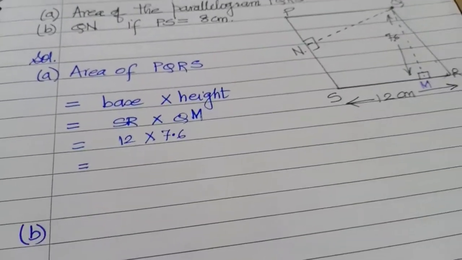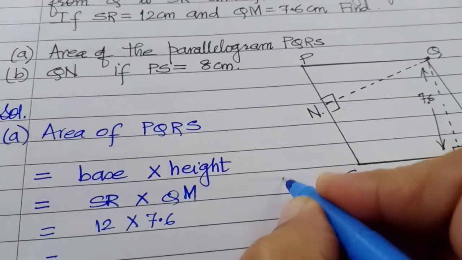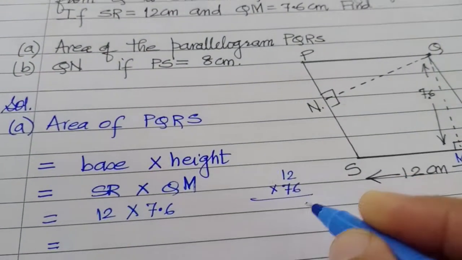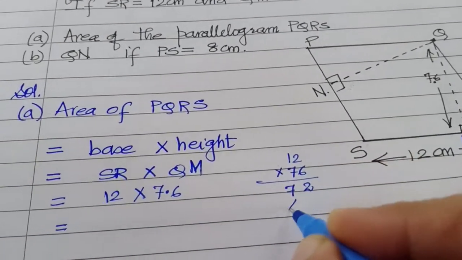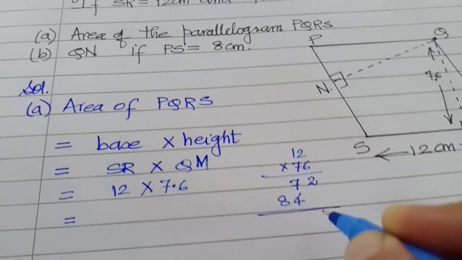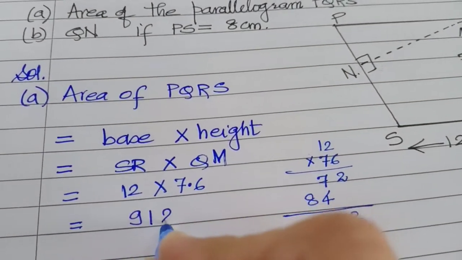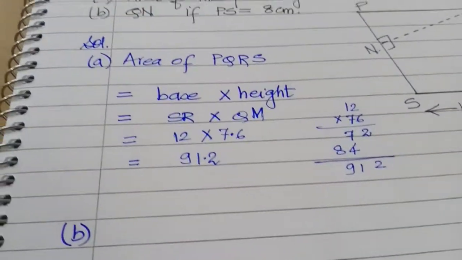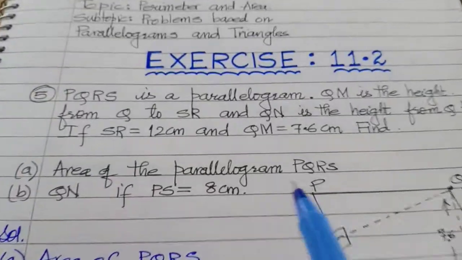We have to multiply this to find the area. So 12 into 76. 12, 1, 7, 14, 1, 8. I get it as 912. Put the point after the first digit over here. That many centimeters square is the area of the parallelogram.